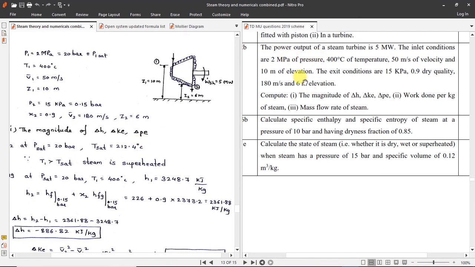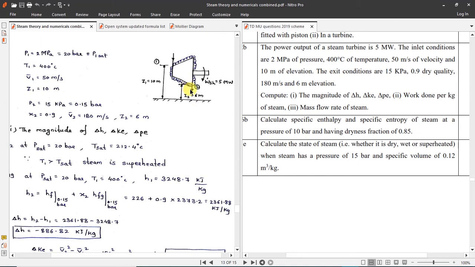Now here you can see the power output of a steam turbine is 5 megawatt. So turbine, how to draw a turbine? It is expansion. We get expansion of steam in the turbine. So here you can see the diagram is drawn in such a way that the steam will enter and it will expand. So draw the diagram properly. This we have seen in the steady flow energy equation. We have done the analysis of steam already. So I have drawn a turbine over here. This is the inlet point number 1 and this is exit point number 2.